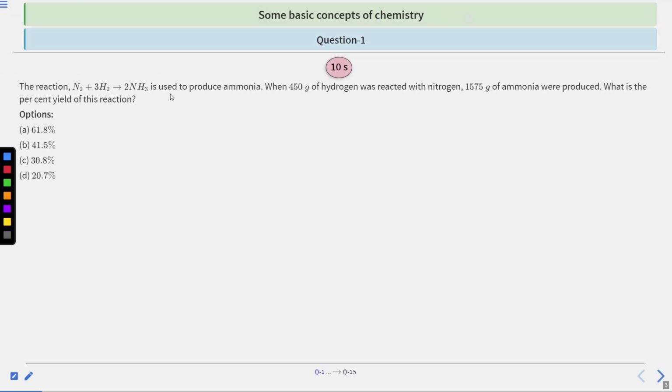So let's start with question number 1. The reaction given here is used to produce ammonia. When 450 gram of hydrogen was reacted with nitrogen, 1575 gram of ammonia were produced. What is the percent yield of this reaction? Options are 61.8%, 41.5%, 30.8%, and 20.7%. You have 10 seconds to solve this question. After that, we will see the answer.